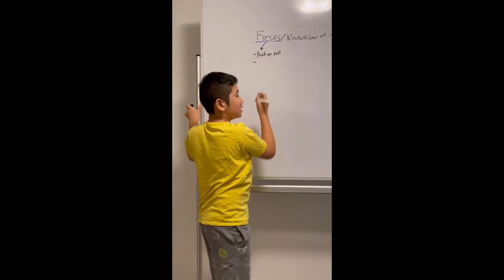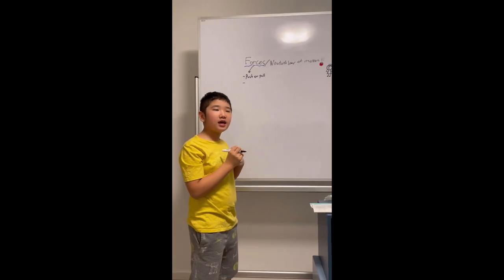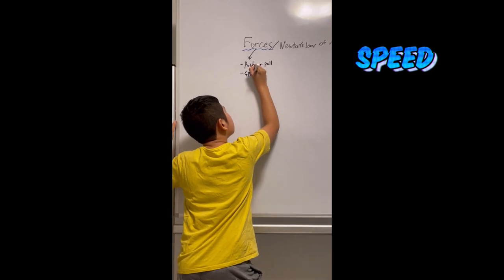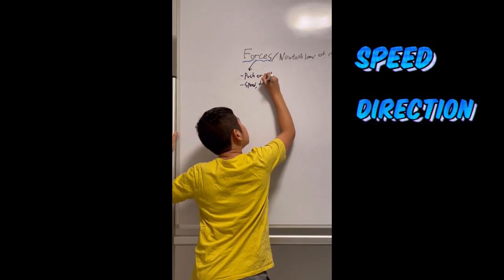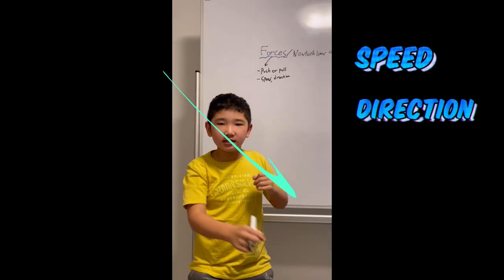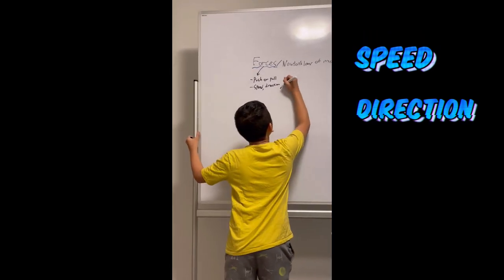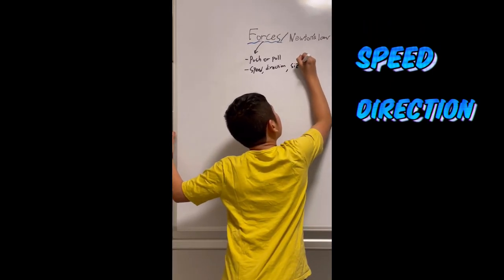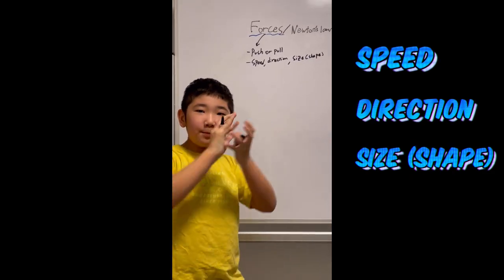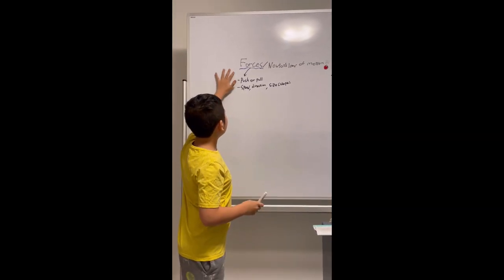So a force can change an object's speed, direction, and size. Speed is like when you throw it hard, it gets faster. Direction, like you can throw it like this, this, like this. You can do it all the way. Direction and the size or shape, like when you have a paper and you crumble it, it gets into a ball. It changes, right? So this is a lot of force.